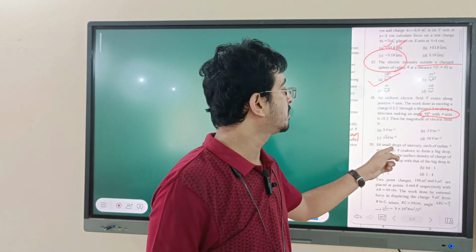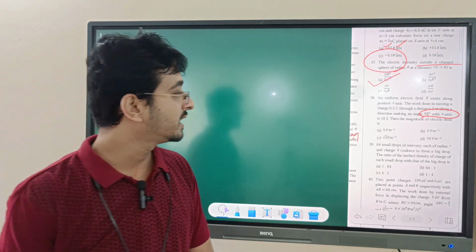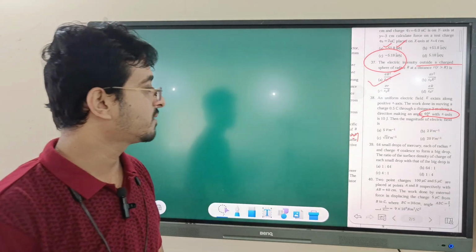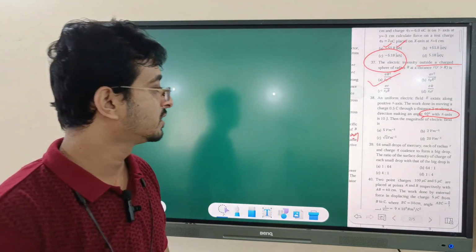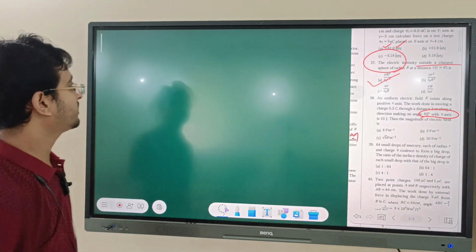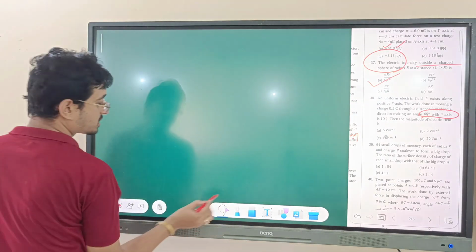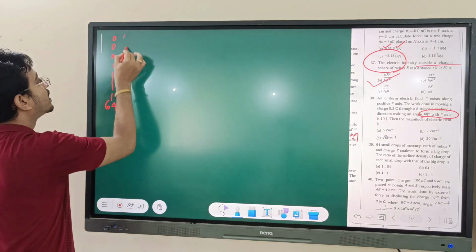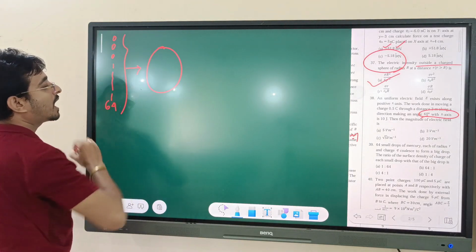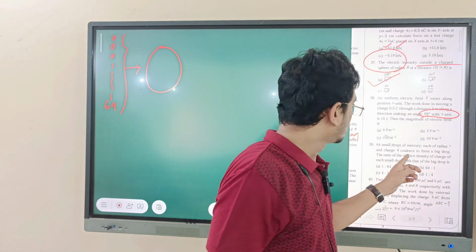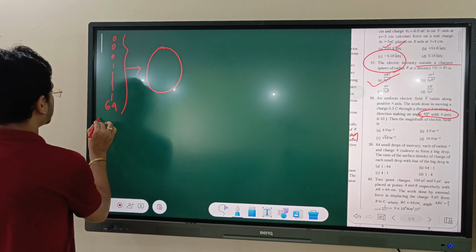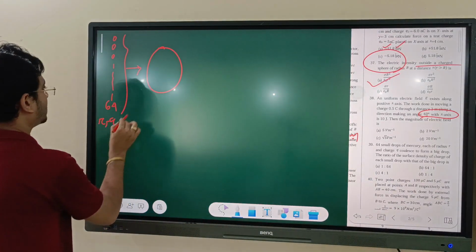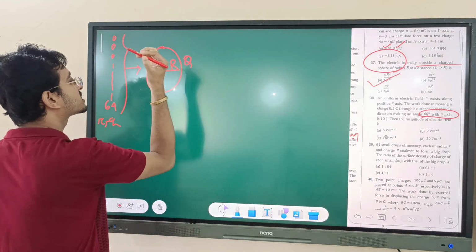Next question, number 64: 64 small drops of mercury, each of radius r and charge q, coalesce to form a big drop. The ratio of the surface density of charge of each small drop to that of the big drop. What happened? 64 mercury drops are combined to form a large drop. Each has radius r and charge q. Let the large drop have radius capital R and charge capital Q.